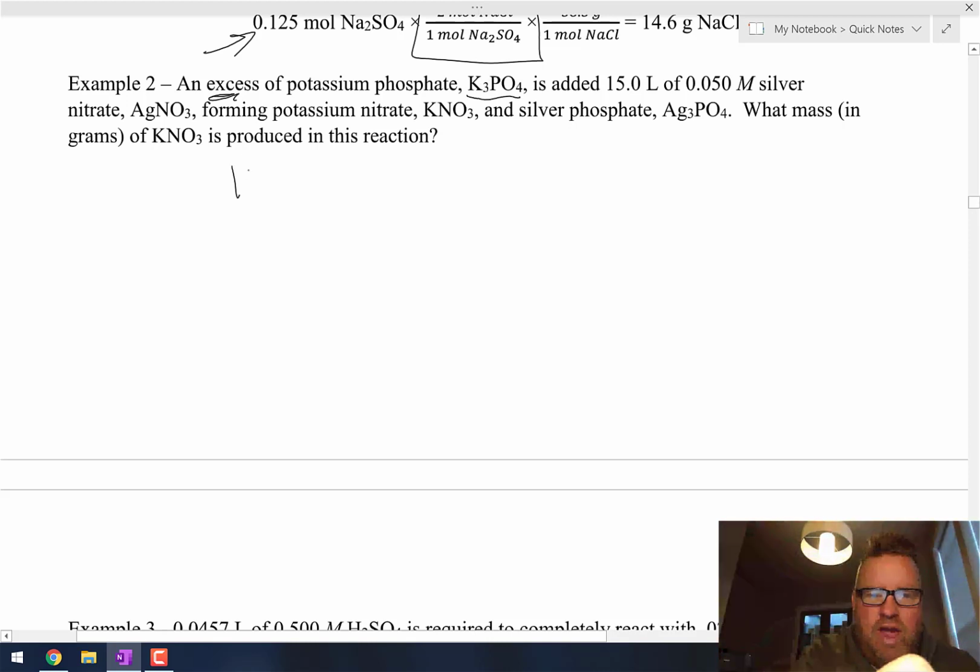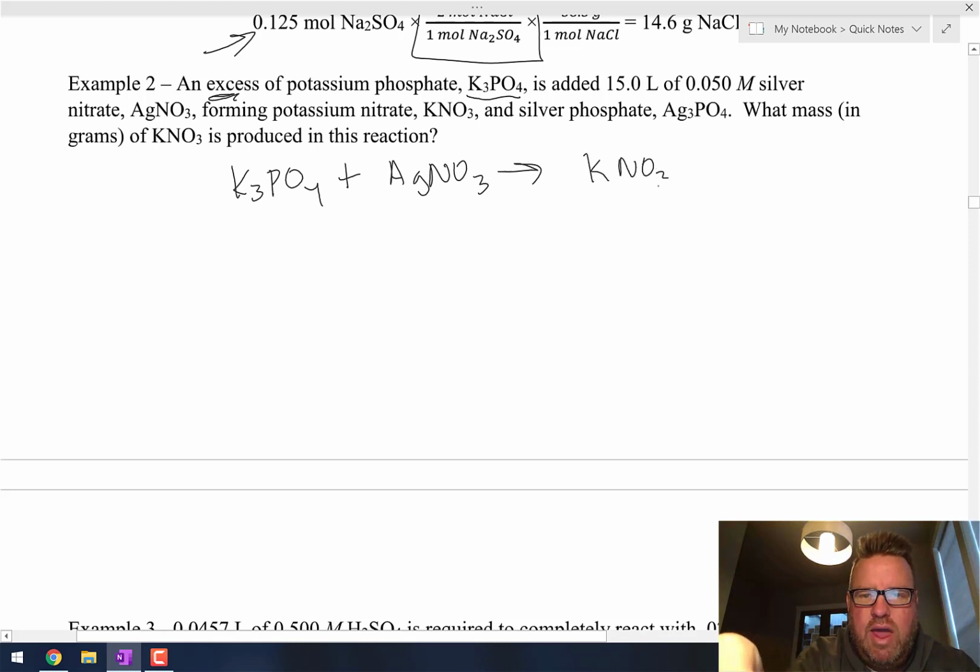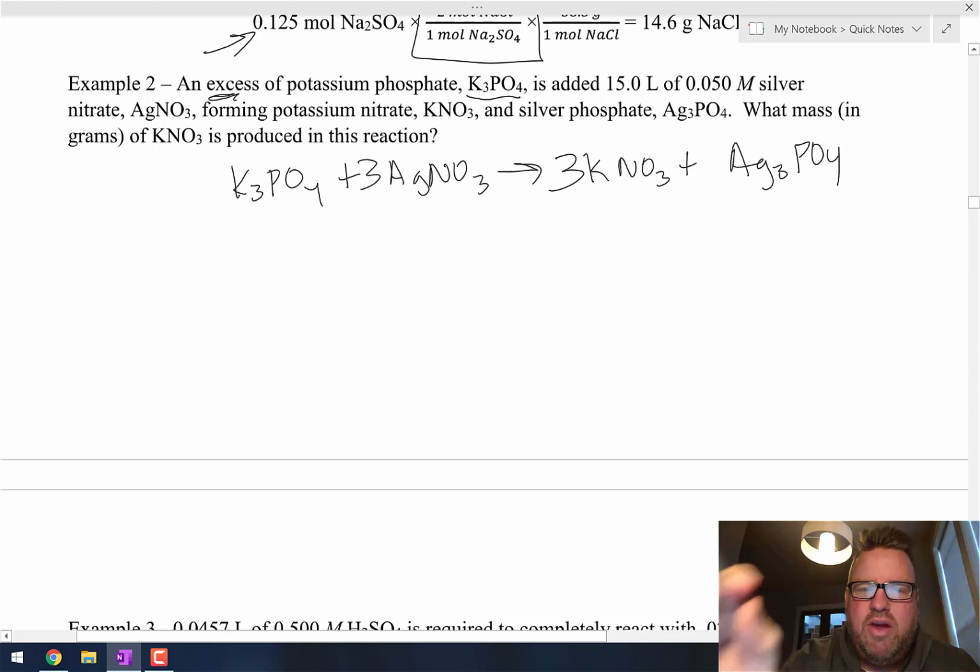Okay, so we've got K3PO4 reacting with AgNO3, forming KNO3 and silver phosphate, Ag3PO4. So 3 potassiums, 1 silver, 3 silvers on the right-hand side, so I need a 3 there, and that is now balanced.